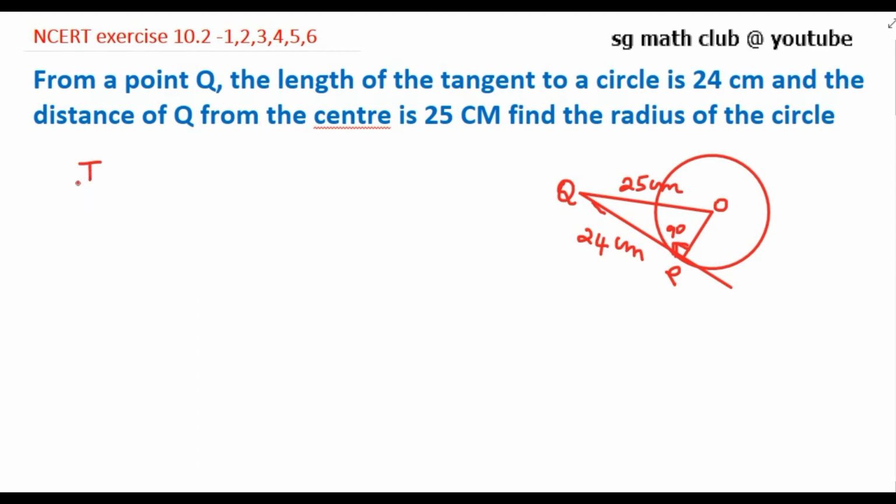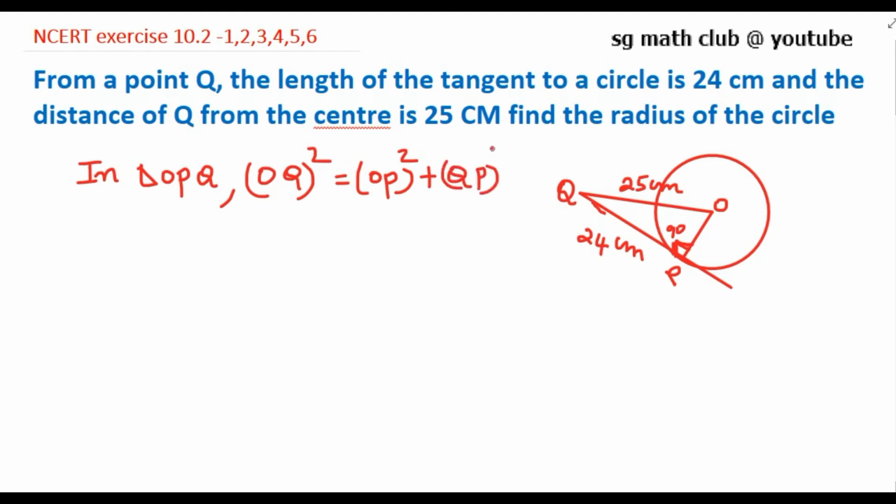So this triangle OPQ is a right angle triangle. So we can use the Pythagoras theorem. We know that the Pythagoras theorem says that in a right angle triangle, the square of the hypotenuse is equal to the sum of squares of the other two sides. The side which is opposite to 90 degree is the hypotenuse. So here OQ square is equal to OP square plus QP square.